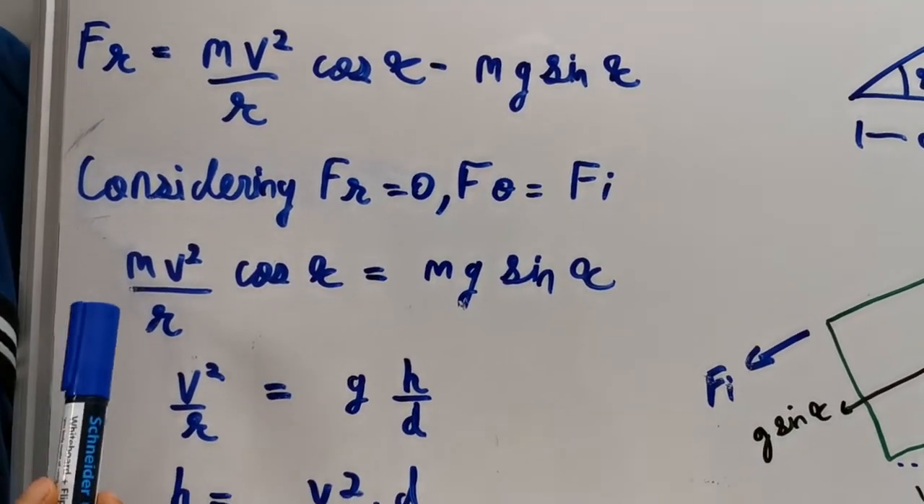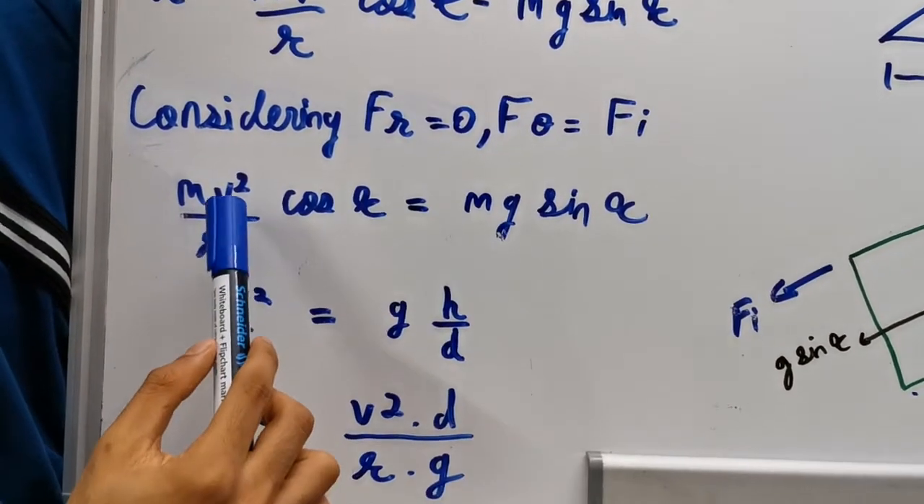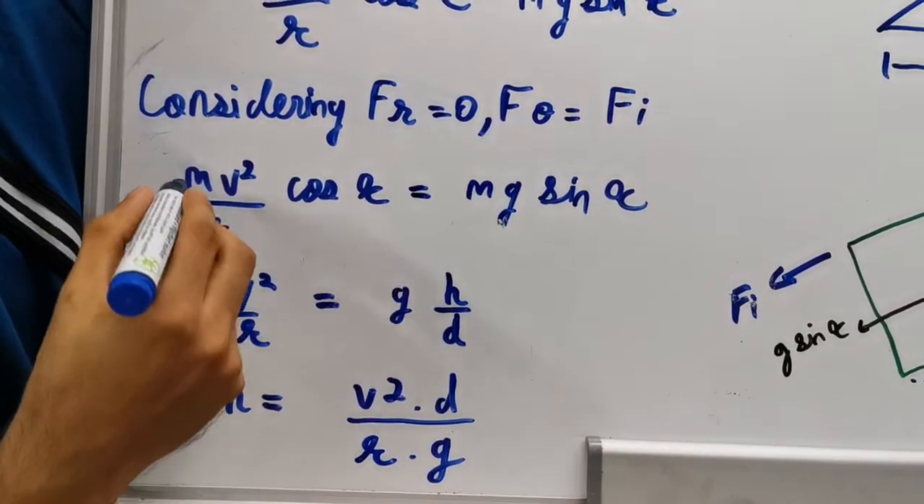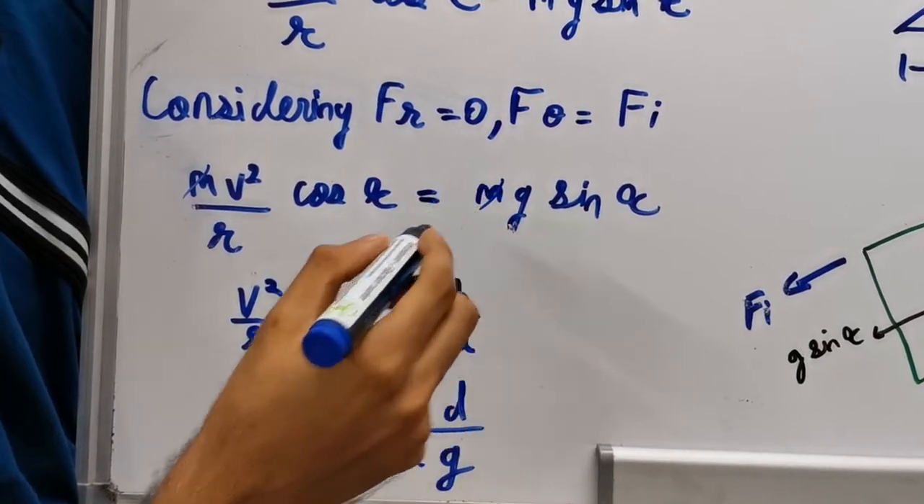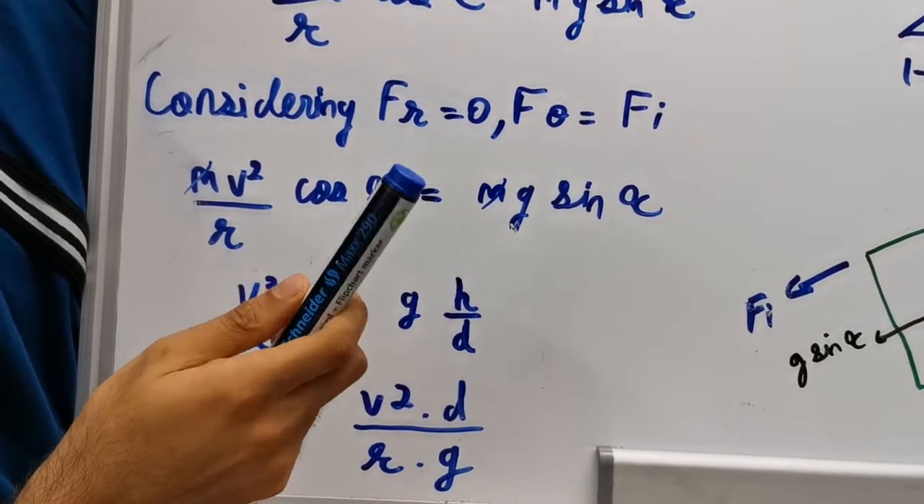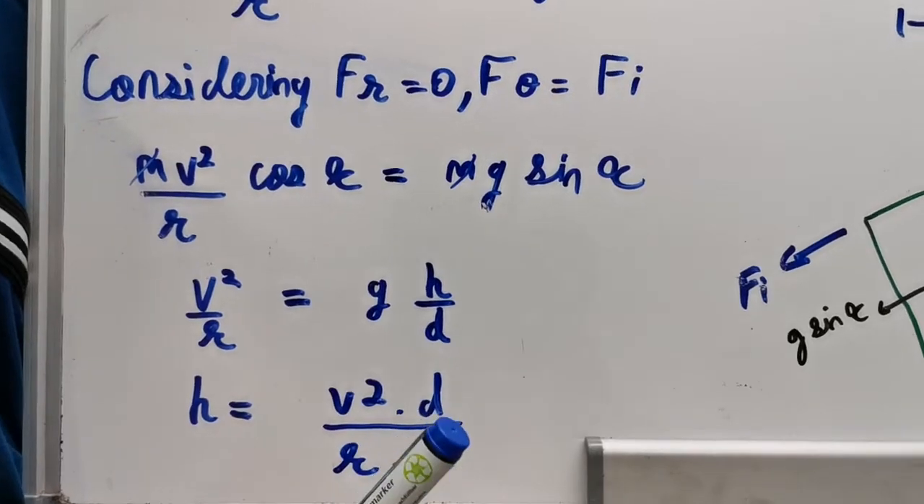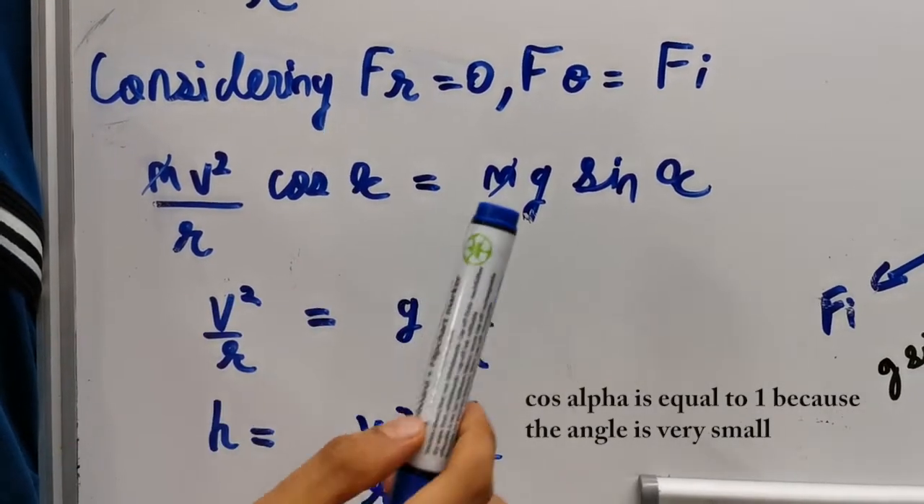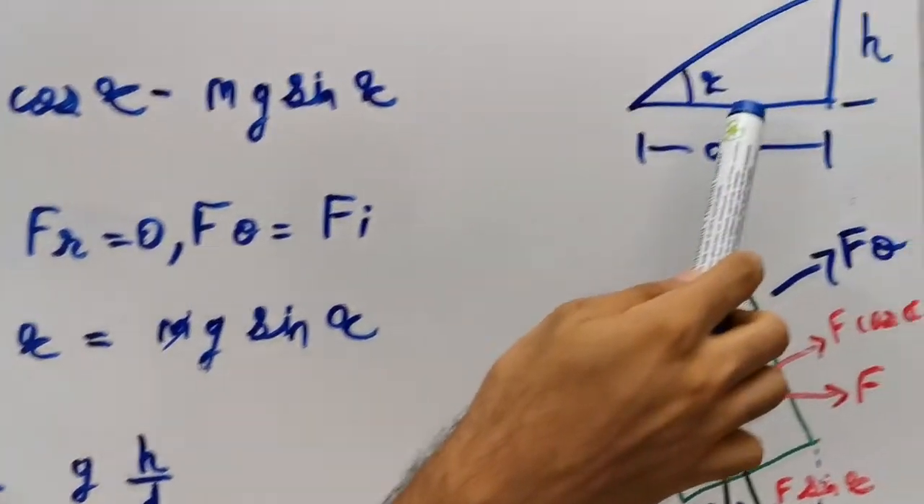Now how do we make it possible? We equate both of them. So mv square by r cos alpha is mg sin alpha. Now we cancel m on both sides. So we are left with v square by r cos alpha is equal to g sin alpha. Now we see cos alpha is nearly equal to 1, so we can consider cos alpha as 1. And for sin alpha, we look at this figure.